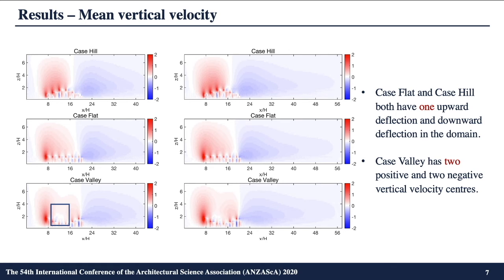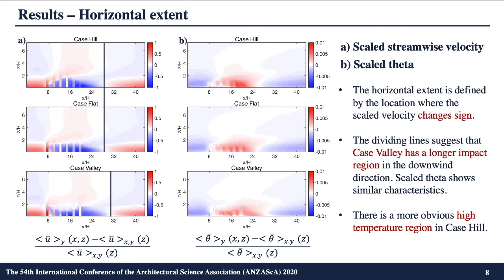To summarize, Case Flight and Case Hill show similar velocity field characteristics. However, Case Valley shows apparent different features. In addition, the results for the sensitivity test domain remain similar to the original setup, which means Lx equal to 6 times Lz is sufficient for the simulations. Then we start to identify the zones of urban influence, and first go with the downwind direction.